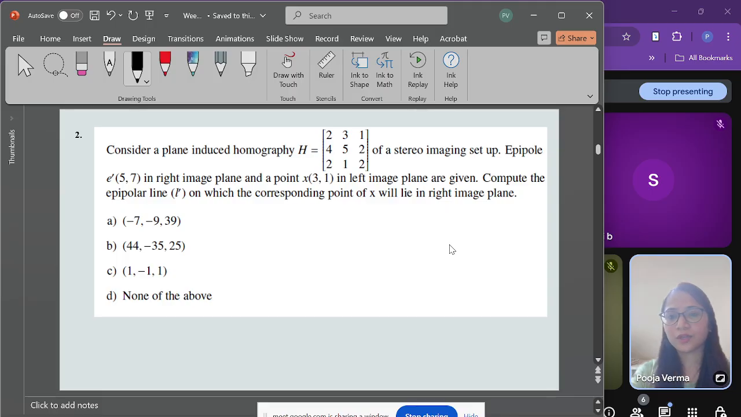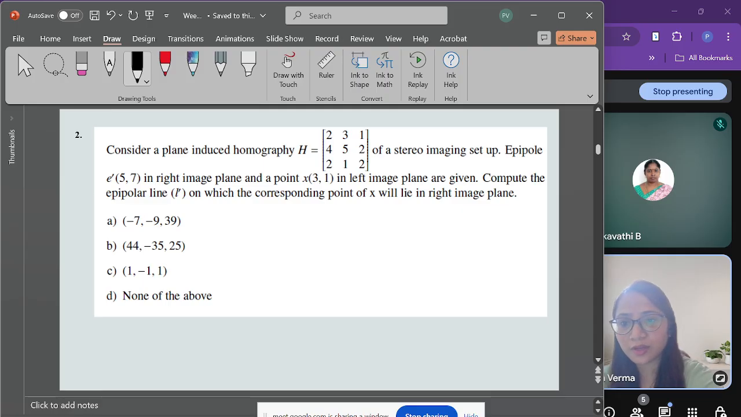As we know, the epipolar line L dash in the right image plane corresponding to a point X given in the left image plane can be computed. First, we need to represent this given 2D image point in homogeneous form, right? So to represent E dash in homogeneous form, we can represent the right image plane point as 5, 7, 1. Similarly, the left image plane point can also be represented in homogeneous form, that is 3, 1, 1.